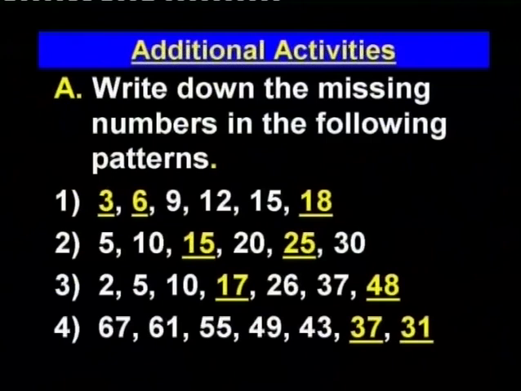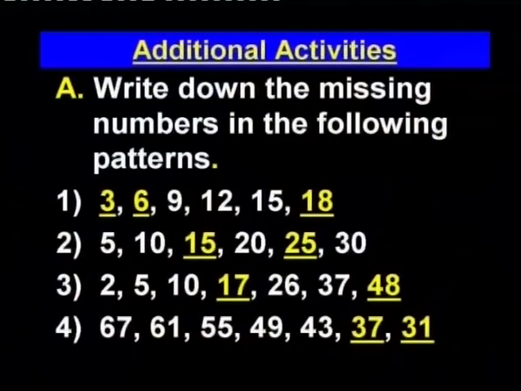Number 3, 17 and 48. What is the rule in there? What are you doing? You are adding 5 each time for number 3. No, I'm talking about number 3. Let's hear from our friend here. Odd numbers. Very good. You are adding odd numbers.